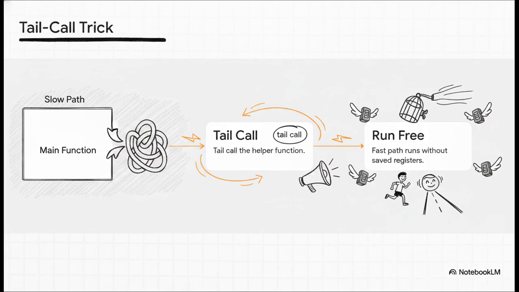We set it up so that if the vector is full, calling that helper function is the absolute final thing the pushback operation does. And step 3. Because it's a tail call, the fast path doesn't have to save its state to return later. It is finally free from the baggage of saving registers and runs entirely unencumbered.